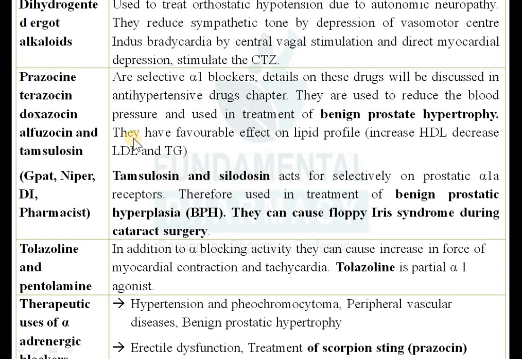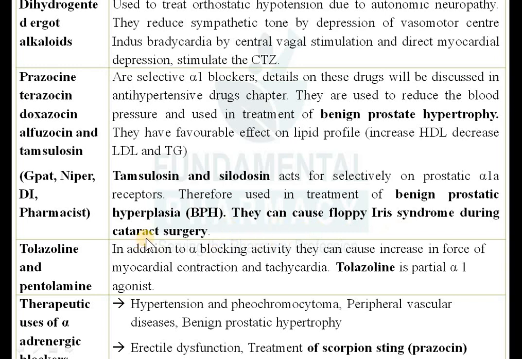These are the selective alpha 1 blockers, and tamsulosin and silodosin are mostly used in the treatment of prostate conditions. The prostate gland enlargement, benign prostate hypertrophy or benign prostate hyperplasia, is where they are used. They are not much used as antihypertensives, but they are used for benign prostate hyperplasia. They can cause floppy iris syndrome, which is one of the adverse effects if they are used in cataract surgery.